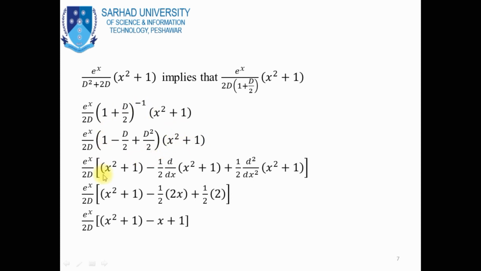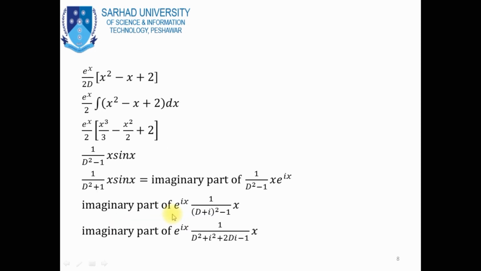So x square plus 1 multiplied with 1, and multiplied with D by 2, and multiplied with D square by 2. D square means the second derivative of x square plus 1. So the first derivative of x square plus 1 is 2x, and the second derivative of x square plus 1 will be 2. Now these two cancel, minus x, and these two cancel, plus 1. Now 1 over D means integration. So taking the integration of this expression, after simplification, x square minus x plus 2.